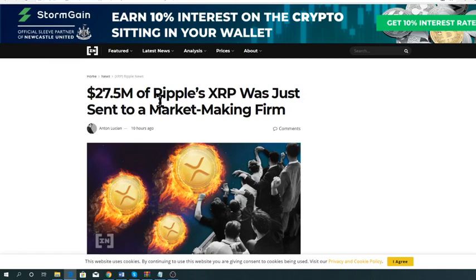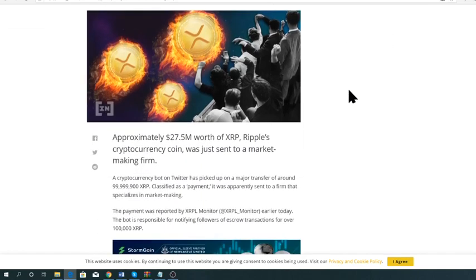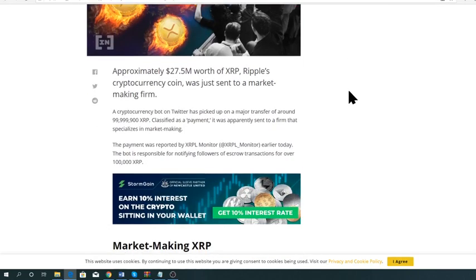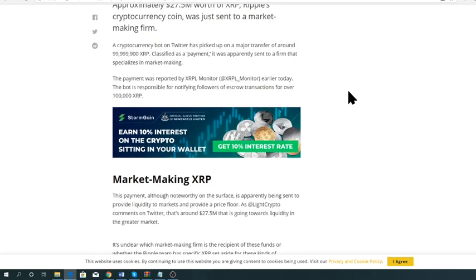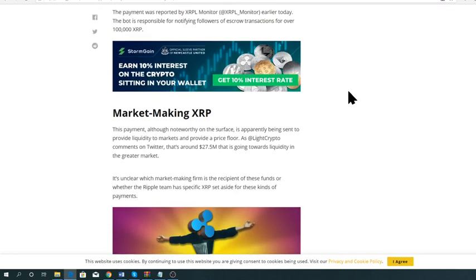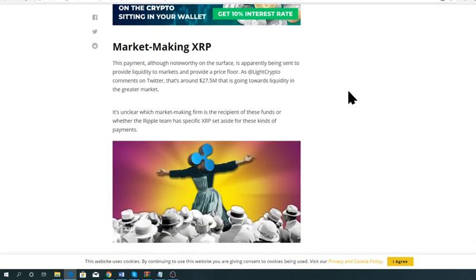Now 27.5 million XRP was just sent to a market making firm. When we say 27.5 million worth of XRP, yeah, it's a huge amount, but that's okay. Compared to the total circulation, that's not that big. Yeah, it is big, I agree, but it's not that big. Now it is unclear which market making firm is the recipient of these funds, or whether the Ripple team has specific XRP set aside for these kinds of payments.